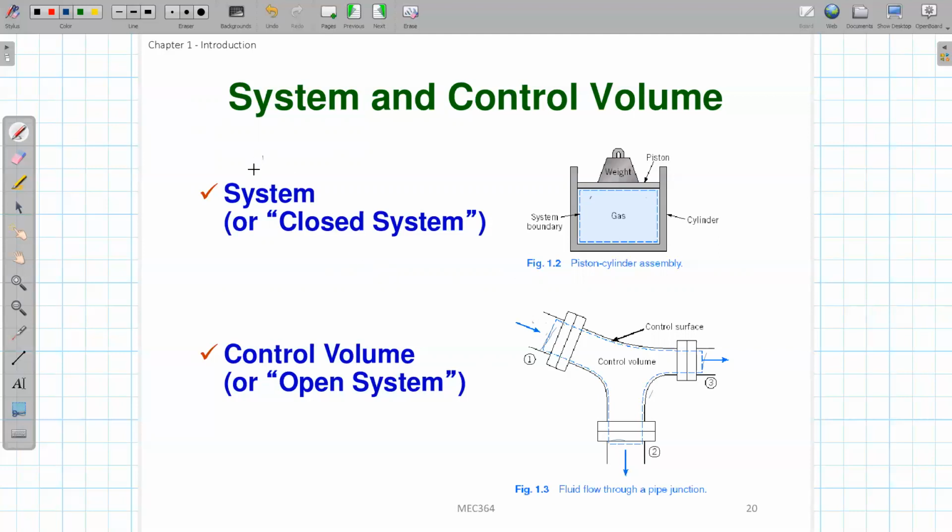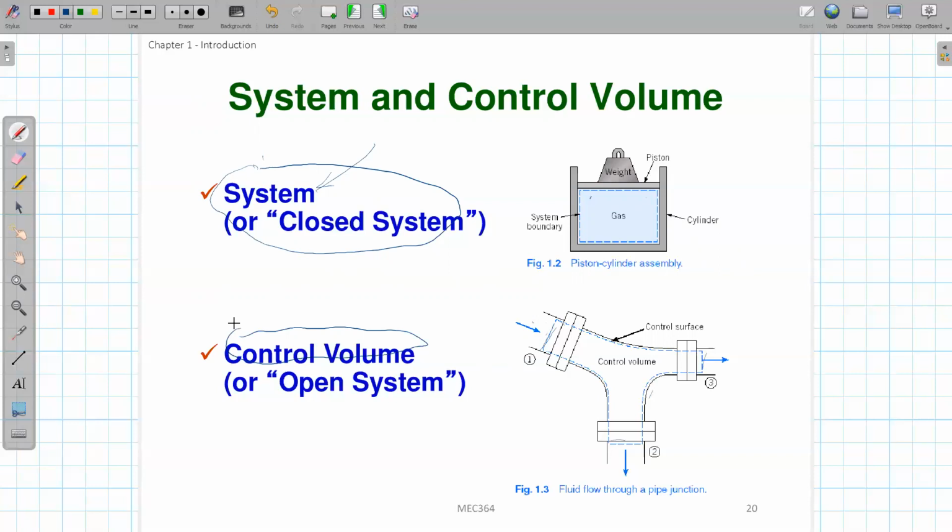Regarding thermodynamics, thermodynamics uses this concept of system a lot. If you took your thermodynamics class, you will use this system definition a lot. And in fluid mechanics, we usually use the concept of control volume. Why? It's very simple, right? Because in fluid mechanics, it's very hard to try to track all the fluid particles.